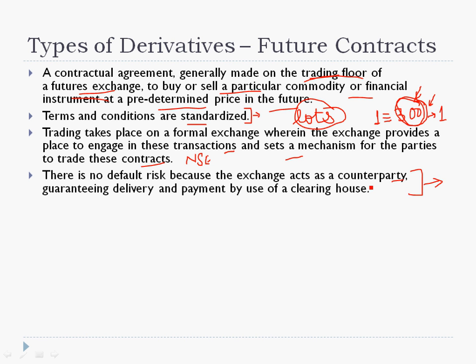In a few forwards there was a counterparty risk, right? The counterparty is the other party. For example, if I am a restaurateur, the tomato vendor would be a counterparty for me, so I have a counterparty risk.